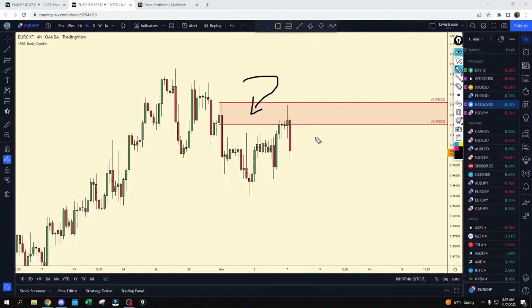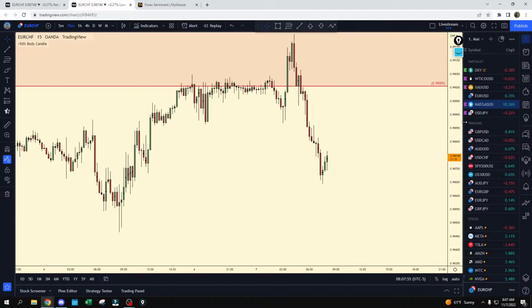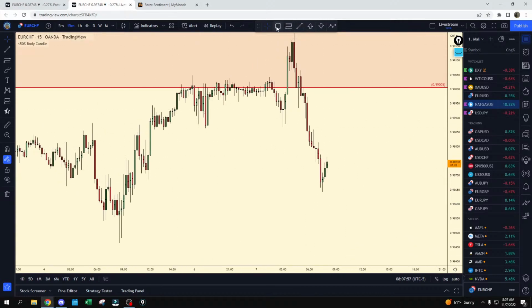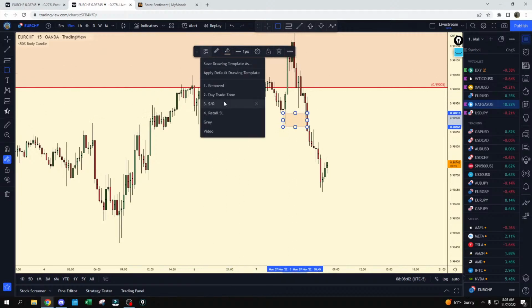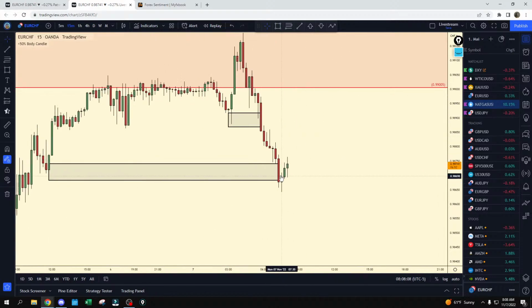We have 4-hour supply right here, and we reacted perfectly off of the 4-hour supply. So now at that point, we could be looking for 15-minute confirmation trades. And if you look here, let me just draw a few things out. We had demand here, and this isn't super qualified demand, but I'm going to call it demand. We had demand here, we had demand here, and now we are left with this supply, but it's pretty poor quality in my opinion. So there is a 15-minute supply zone here.